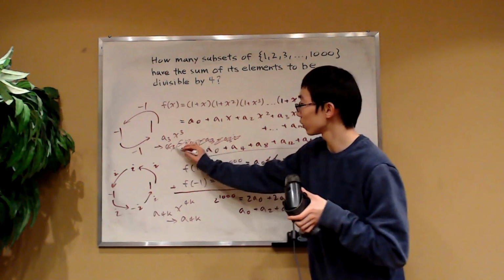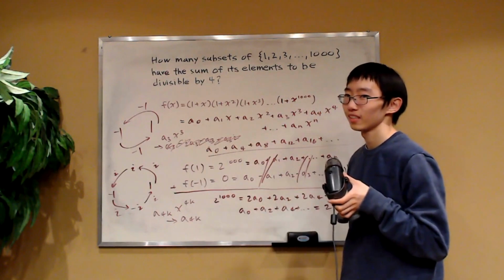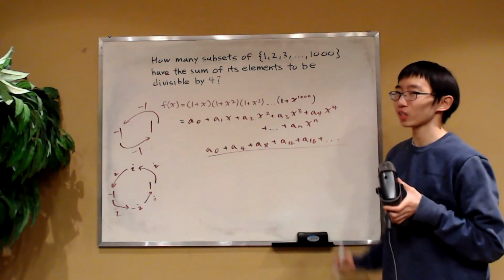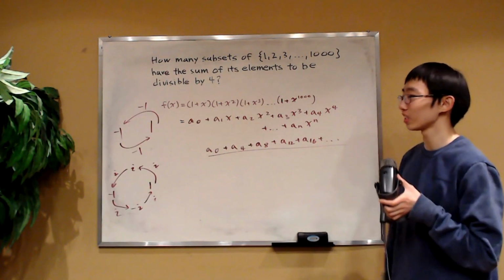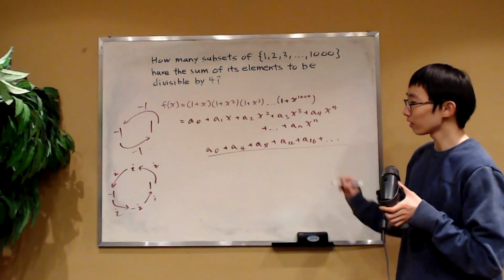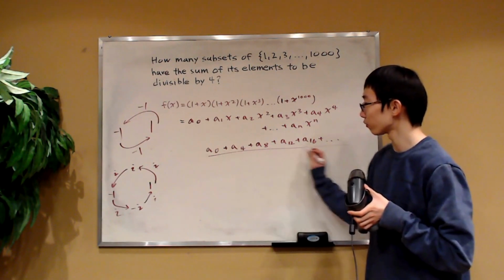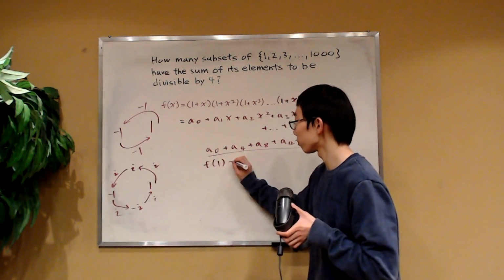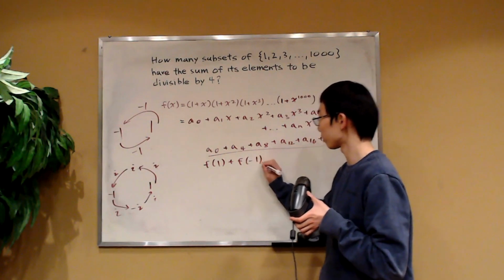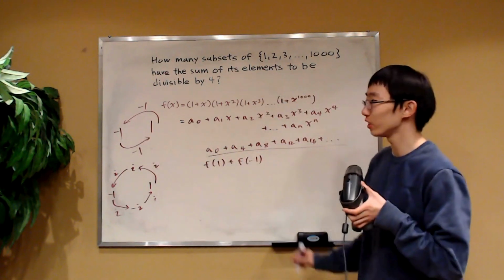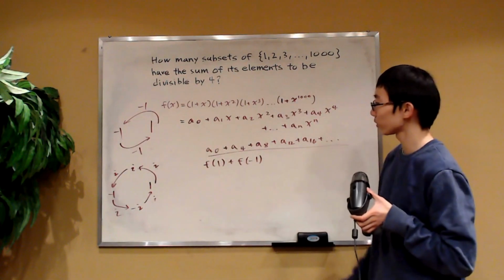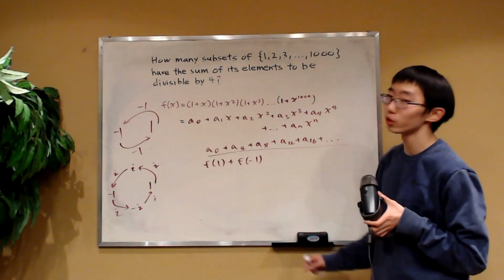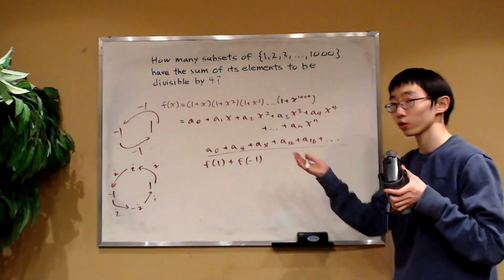Why must the coefficients always cancel out? Think about it on your own. Okay, so now we are going to finally solve the problem. In the case where we had every even coefficient, we evaluated f of 1 plus f of negative 1. We used the numbers in the cycle, and that's how we calculated a0 plus a2 plus a4 and so on and so forth, right?